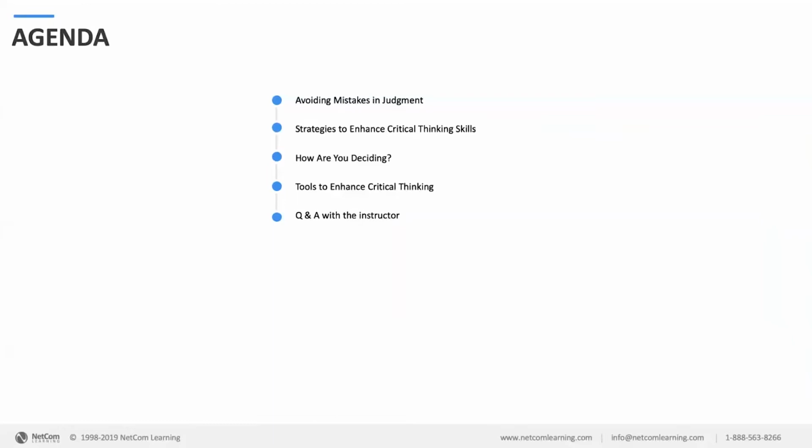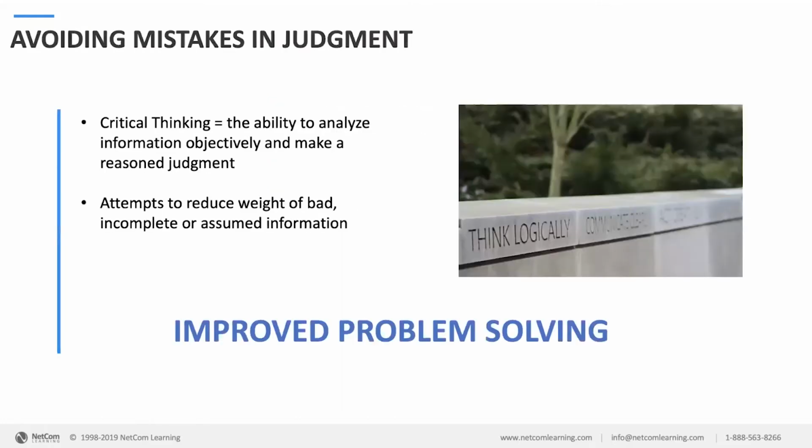We're going to talk about how to avoid mistakes in judgment, how to enhance your critical thinking skills, how you decide things, and this is going to be really interesting, I think, some tools for becoming better at critical thinking, and then we'll even do question and answer, which is my favorite part. So if you've got that stumper question, put it out there right now, write it down, have it ready to go when we get to the question and answer part. So let me continue on.